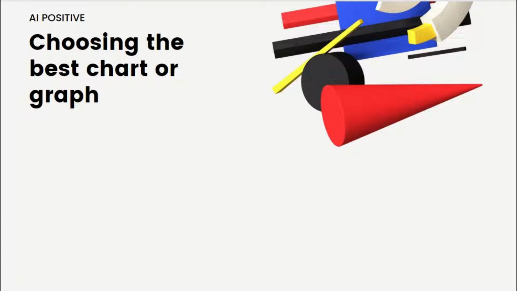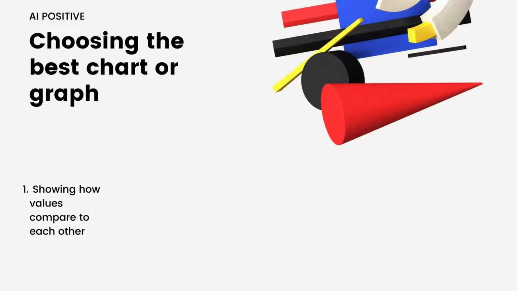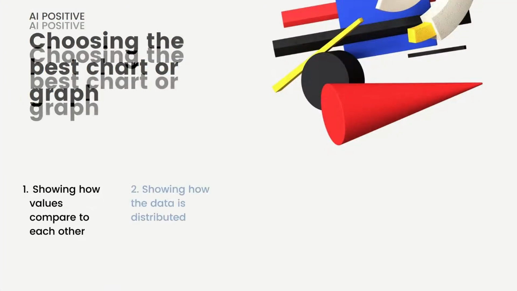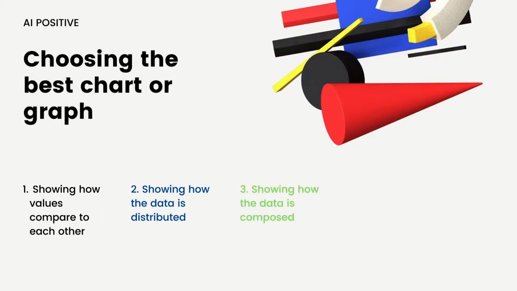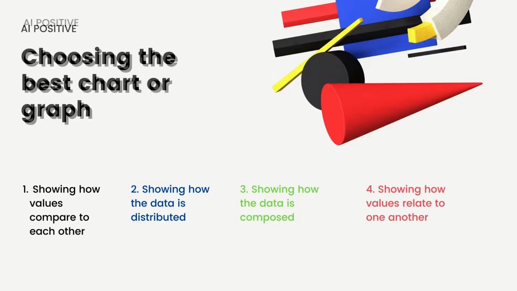I'll provide some examples of choosing a chart with this framework further on. For now, let's focus on the goal part of the framework as it relates to displaying data. We see most visualizations as fulfilling one of four main objectives. Showing how values compare to each other. Showing how the data is distributed. Showing how the data is composed. Showing how values relate to one another.